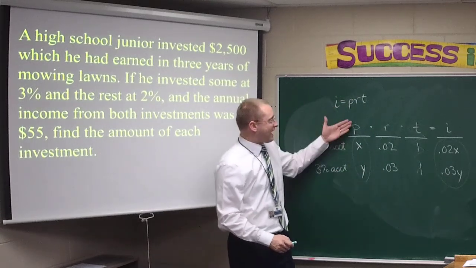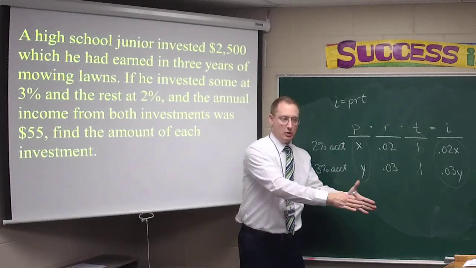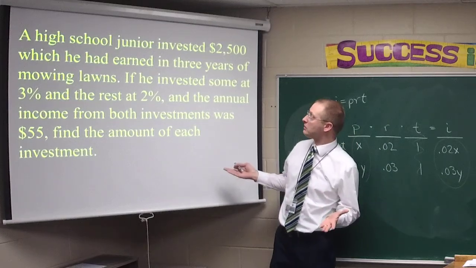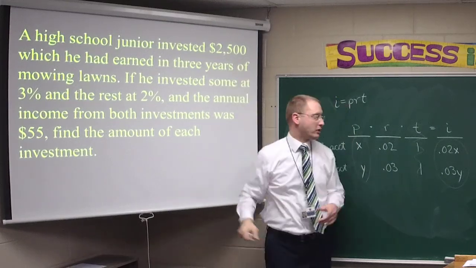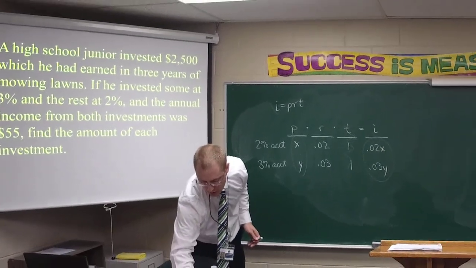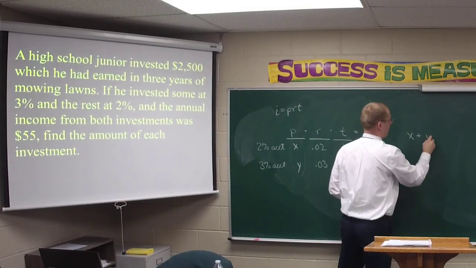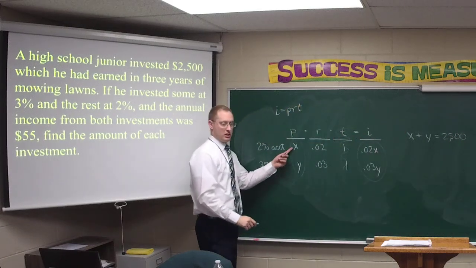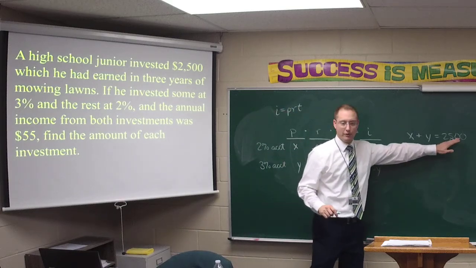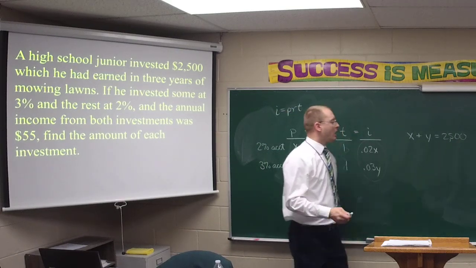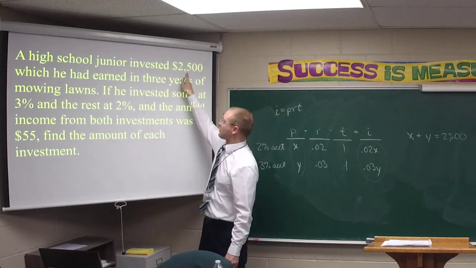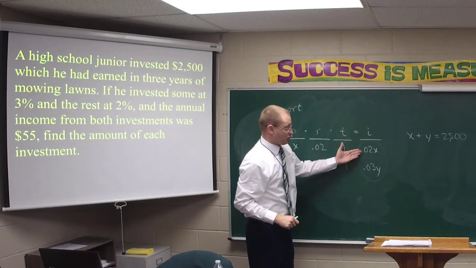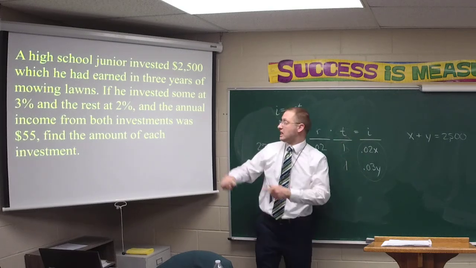So here's the deal. If X and Y are the amounts that he invested, we need to find the number that is the total investment. How much did he invest, class? $2,500. So I'm going to set up 2 equations here. The first equation is that X plus Y equals $2,500. Money invested plus money invested equals the total amount of money invested. Does that make sense? The other number I'm given is interest income. Interest income and more interest income is going to equal $55.